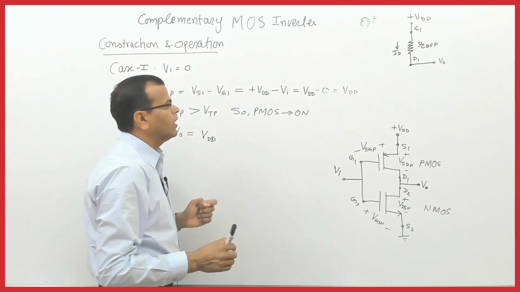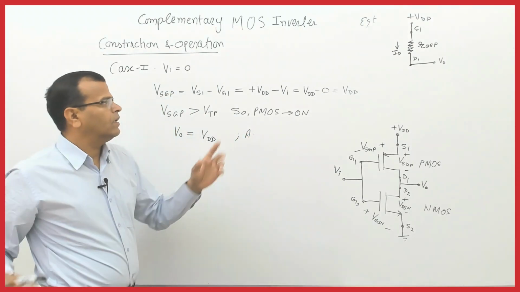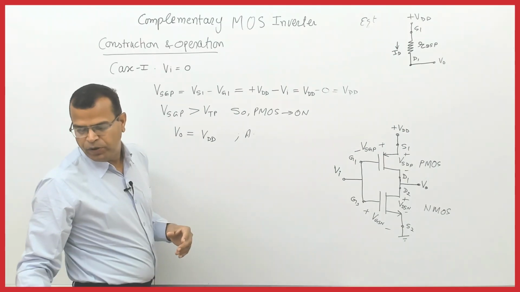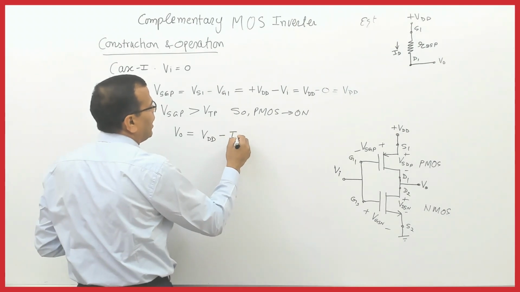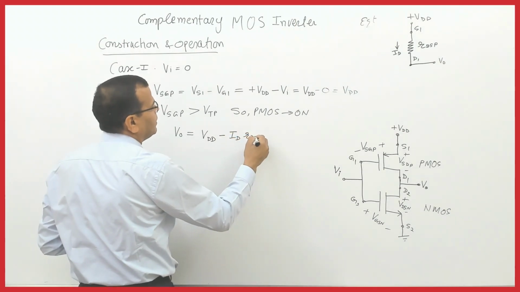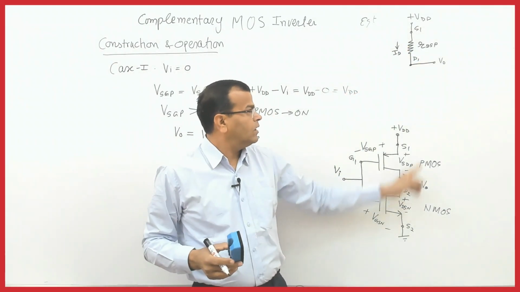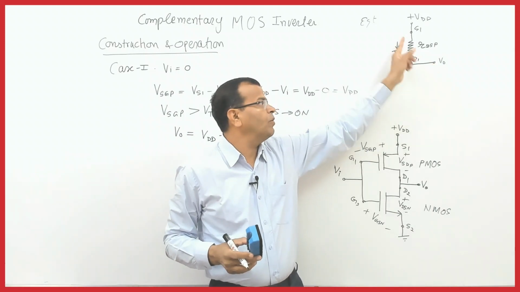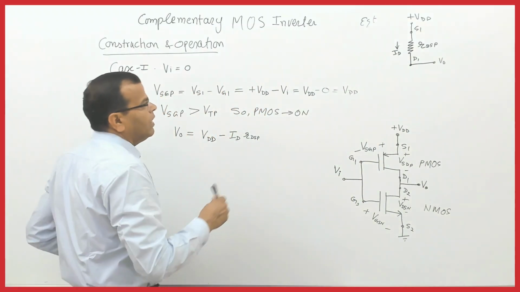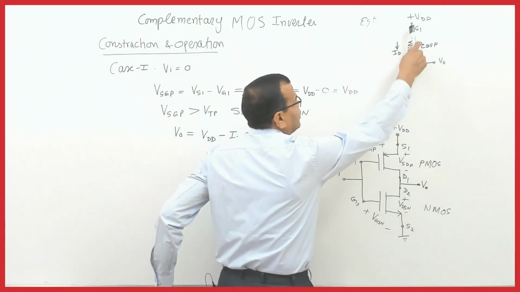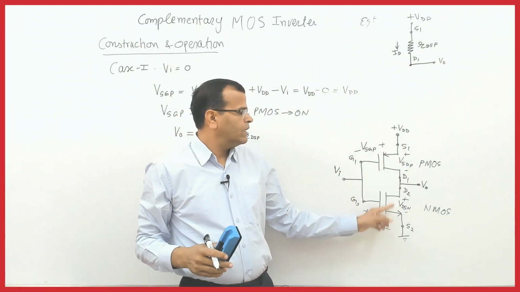Assumption is, if you consider RDSP also, what will be the expression? Expression will be minus ID RDSP, the resistance offered by this. But if this terminal is open, the drain current will be negligible. Remember, if this terminal is open here, there is no path for flow of current, but that clarity will come once we discuss this as well.